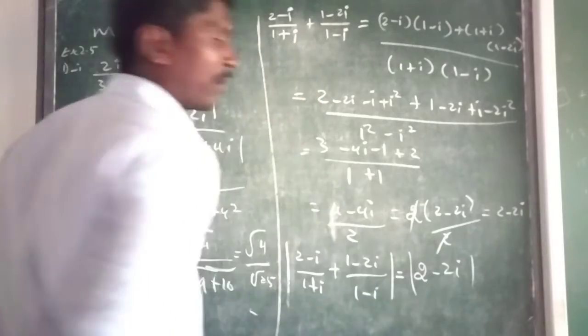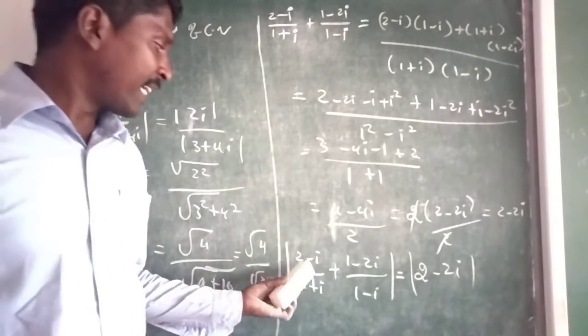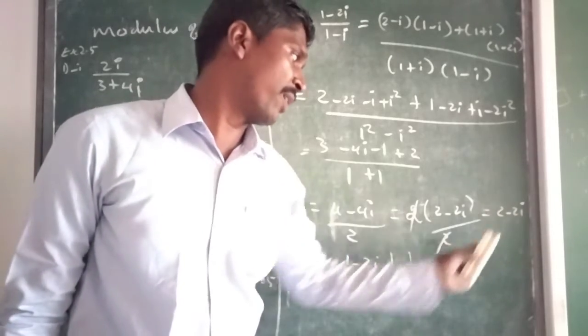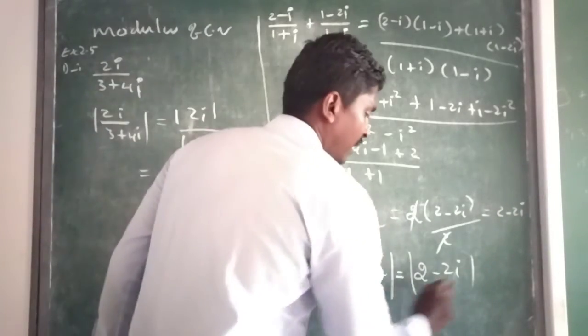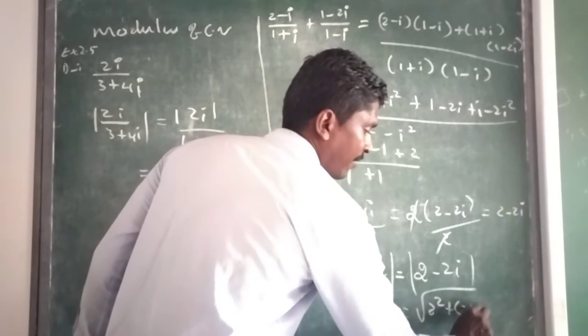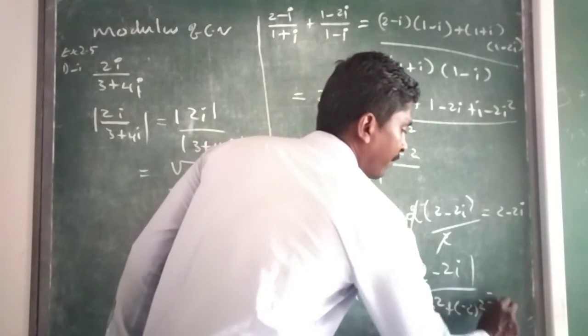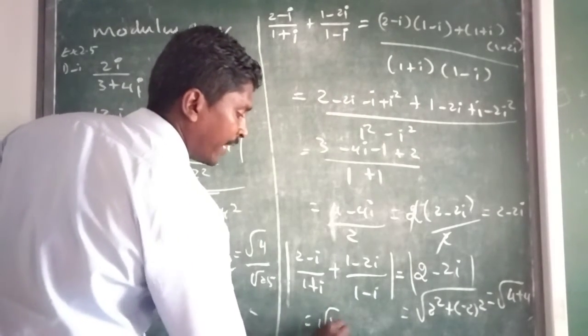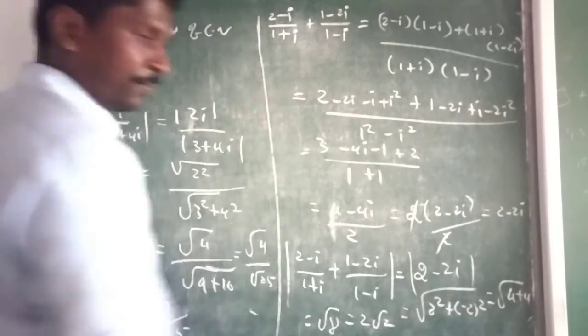Now we take the modulus. So now we change the sum of two complex numbers into rectangular form, x plus iy form. Now the modulus is equal to the square root of real value square plus imaginary value square. Then finally it becomes 4 plus 4, so it becomes square root of 8, which we can write as 2 root 2.